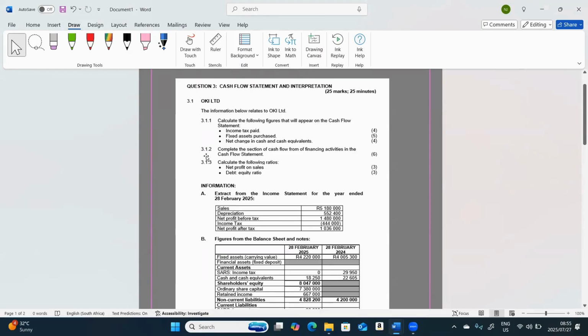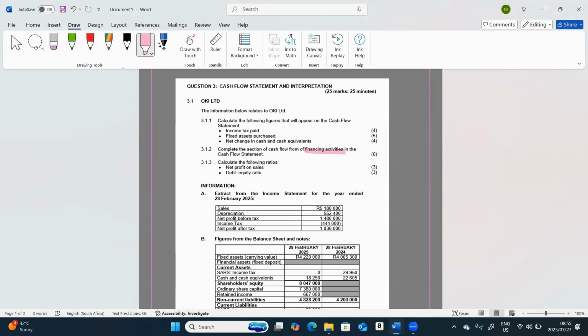Okay. Then 3.1.2, complete the section of the cash flow from financing activities in the cash flow statement. Okay, so that is important. So financing activities, guys, financing activities.